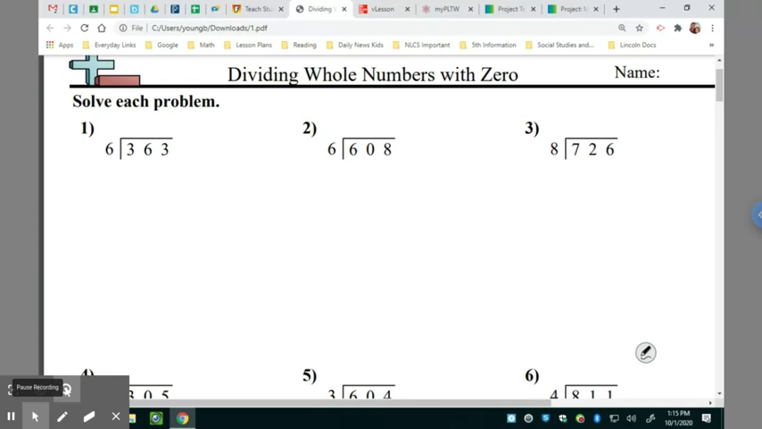Will 6 go into 3? No. I'm asking Gavin. So will 6 go into 36? How many times will 6 go into 36, Gavin? Okay, we'll have somebody help you out. 6 goes into 36 how many times? 6. So where are you going to put the 6, Gavin? Are you going to put it above the 3 or the 6? Good, you're going to put it above the 6 there. So what is the next step we do, Gavin?